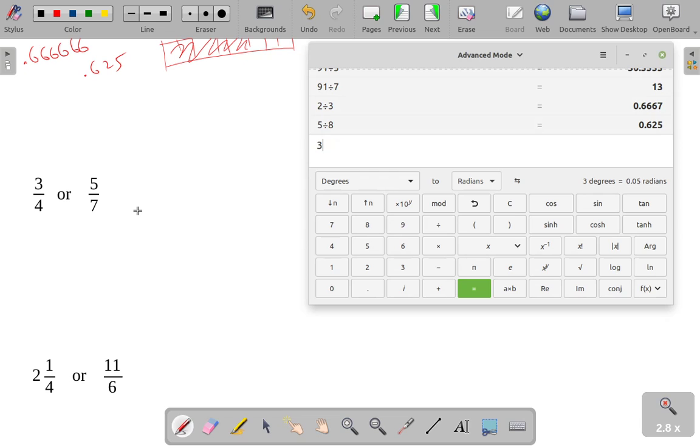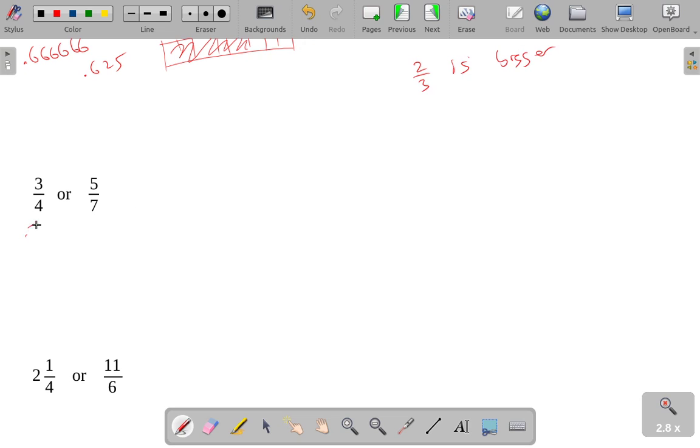3/4 and 5/7. So 3/4 is 0.75, and 5 divided by 7 is 0.71 something. 0.75, 0.71... This number is definitely smaller, so 3/4 is bigger.